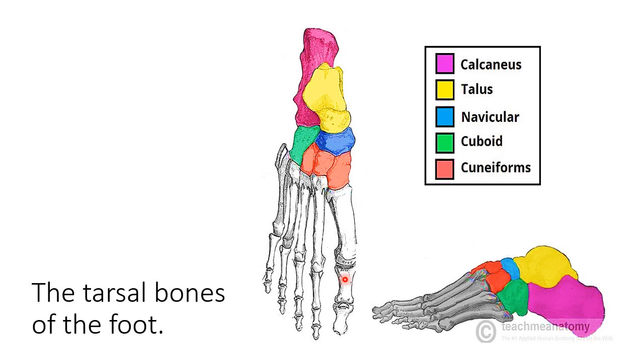Phalanges are the bones of the toes. The second to fifth toes all have a proximal, middle, and distal, except, as we said, the second, which has proximal and distal only. They are similar in structure, and they have base, shaft, and head.